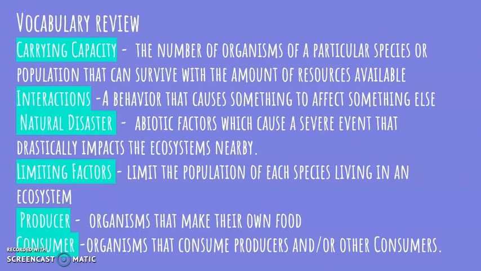So to review our vocabulary from this lesson, carrying capacity is the number of organisms of a particular species or population that can survive with the amount of resources available. Interactions are a behavior that causes something to affect something else. A natural disaster is abiotic factors which cause a severe event that drastically impacts the ecosystems nearby. Limiting factors limit the population of each species living in an ecosystem. A producer is an organism that makes its own food, and a consumer is an organism that consumes producers or other consumers.